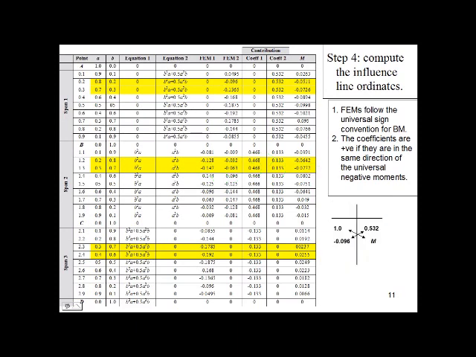Three, when the unit load is traveling between point C and point D. If A equals 0.3 L and B equals 0.7 L, then the fixed end moments are negative 0.1785 and 0. The negative sign indicates that the fixed end moment is in the same direction of the universal negative moment.